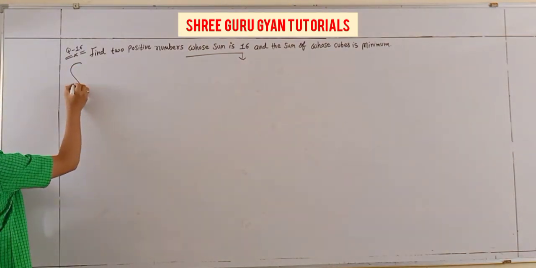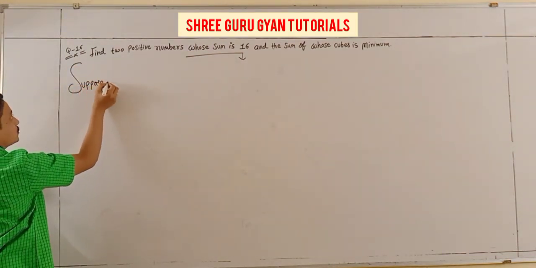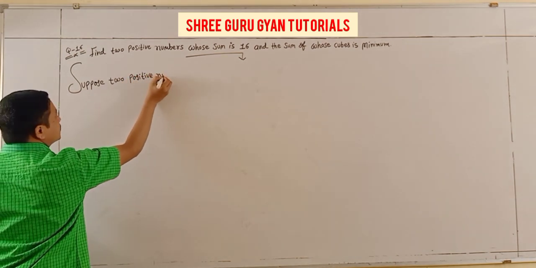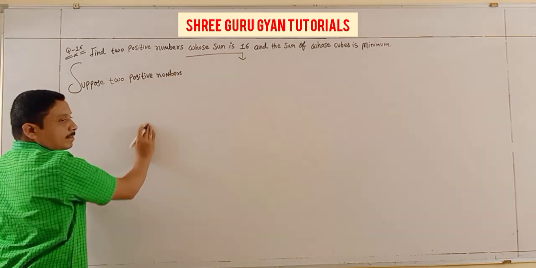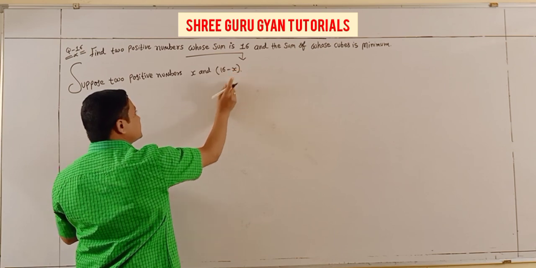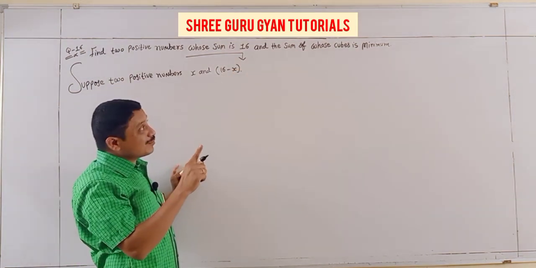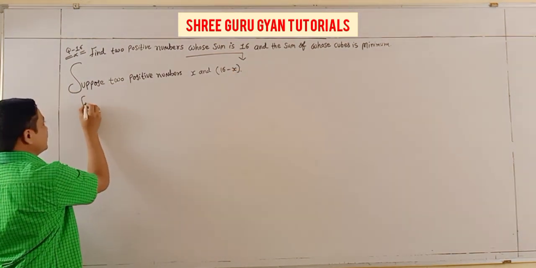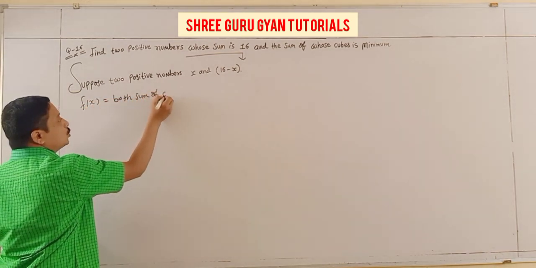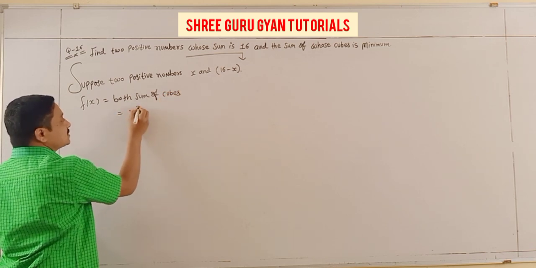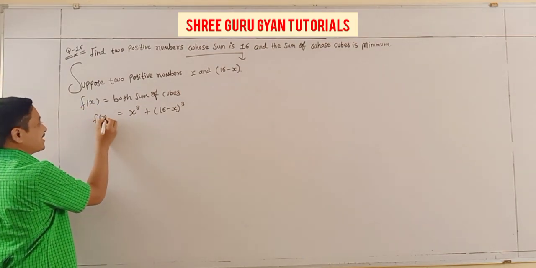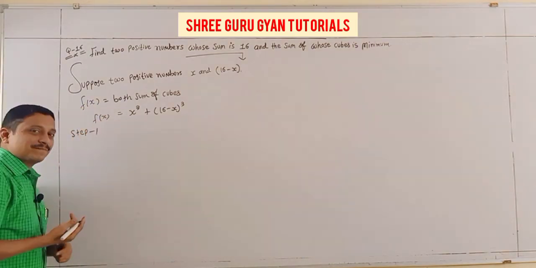Suppose two positive numbers x and secondly 16 minus x whose sum of the cubes is minimum. So my function is the sum of cubes. It means x cubed plus (16 minus x) cubed. And you just start now our step 1.